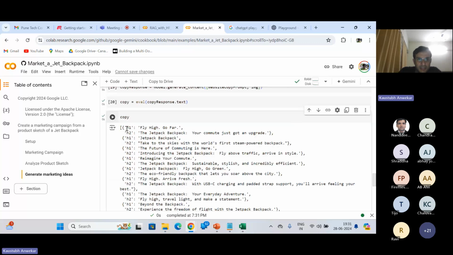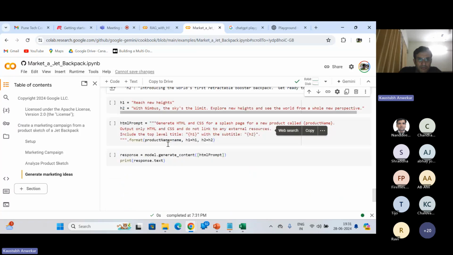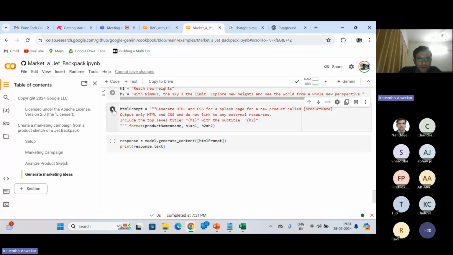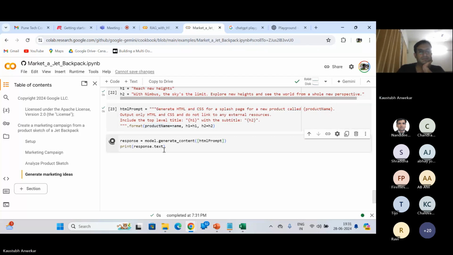Now, if you see, these are the 10 sets of H1 and H2, that is the tagline and description, that it has come up with. Now we are telling it that, okay, out of these 10, maybe I have decided to go with this set. Now generate an HTML for me. Again, in a way, this is code generation. And if you see, it will come up with the HTML output.